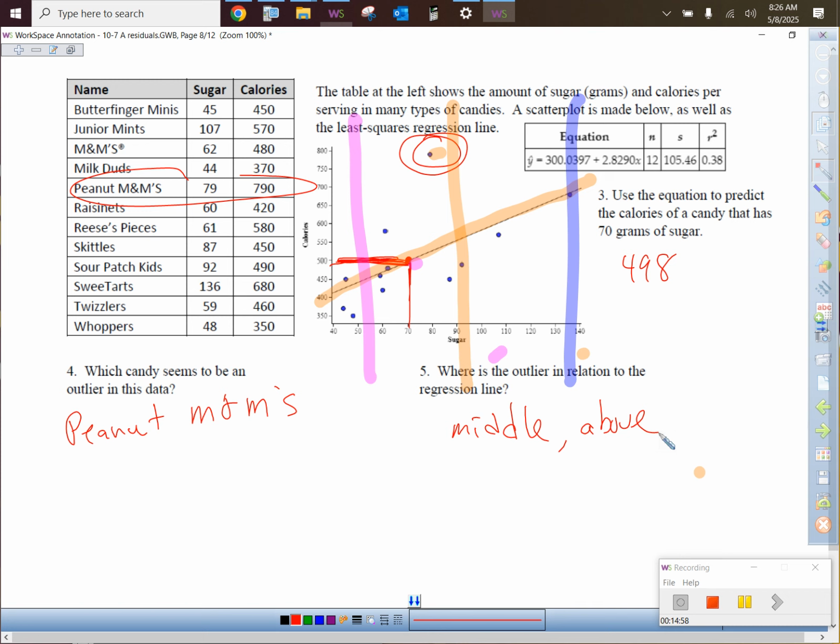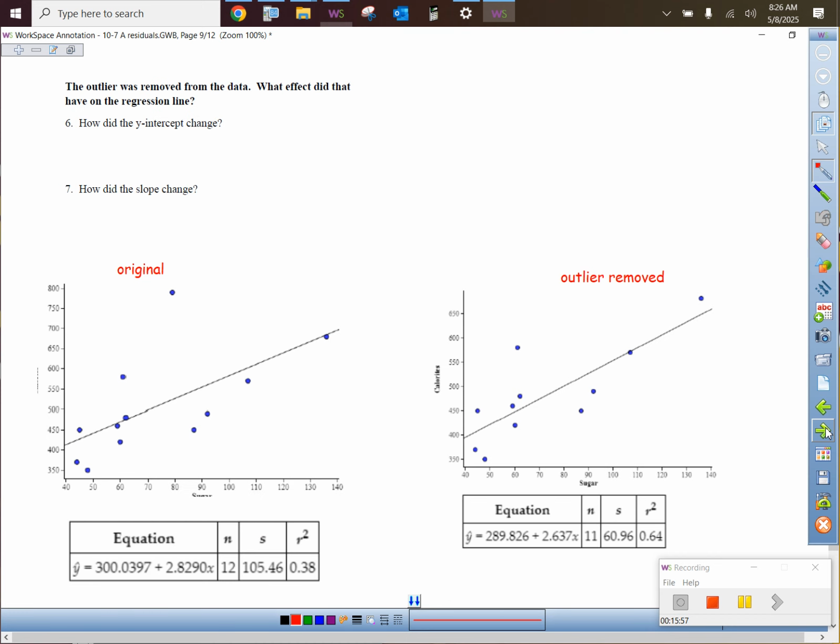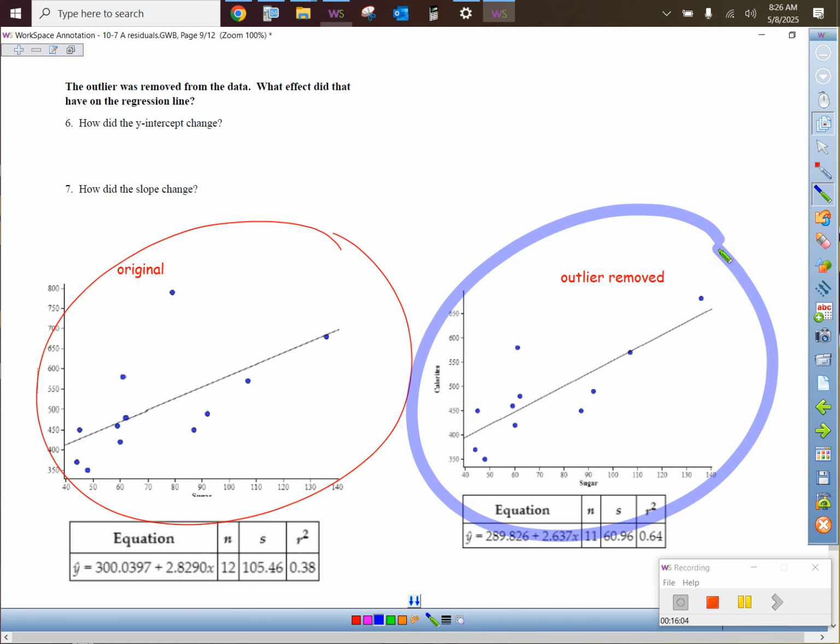So would you believe that this line is a little too high? Are you with me on that? It's too high because that outlier sucked it up. So here's what it looks like without it, right? Here's what it looks like with or without it. So this is the original graph, and this is the new graph with no outlier. How did things change? Here's the regression equations that I did.